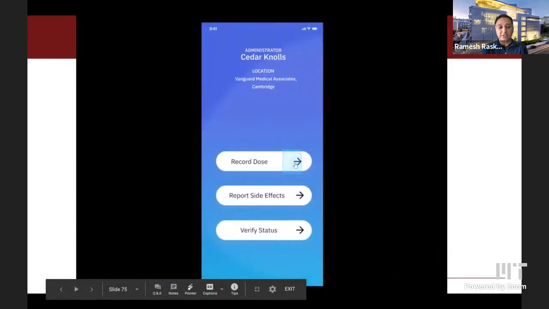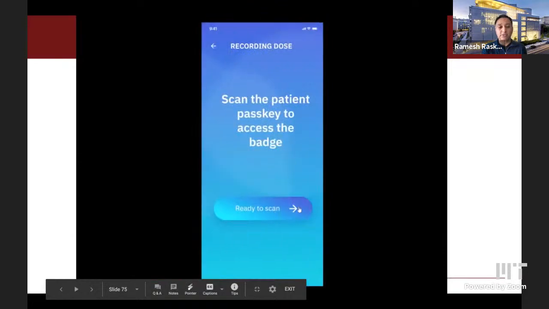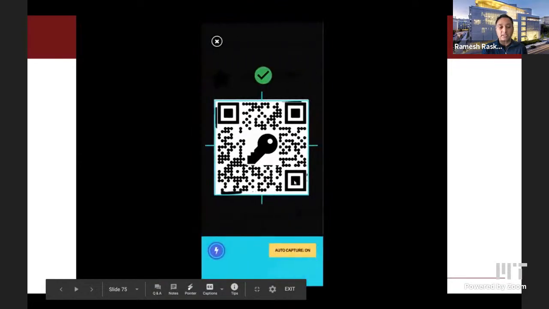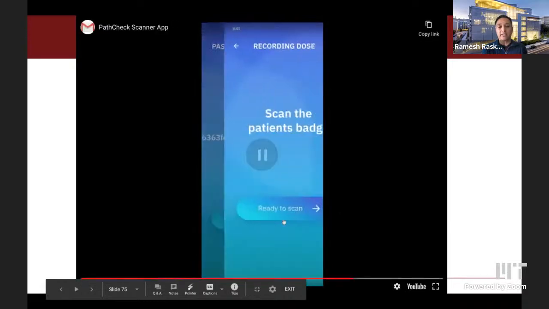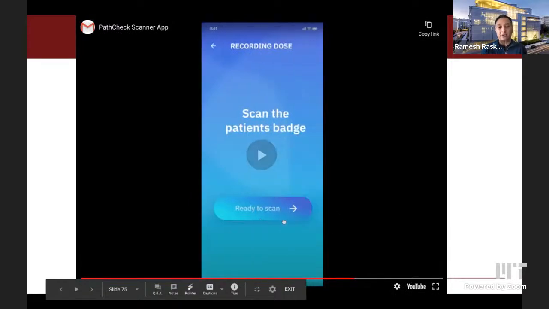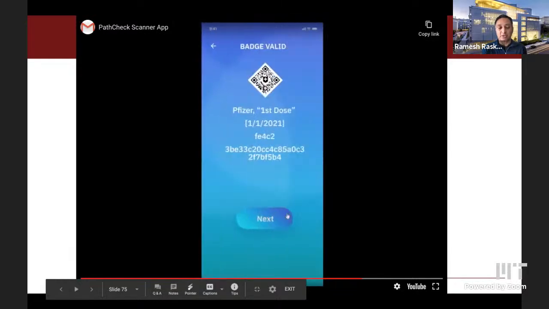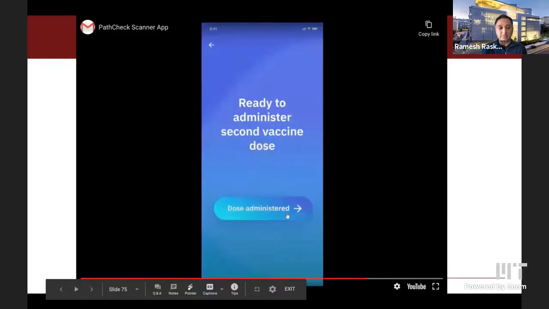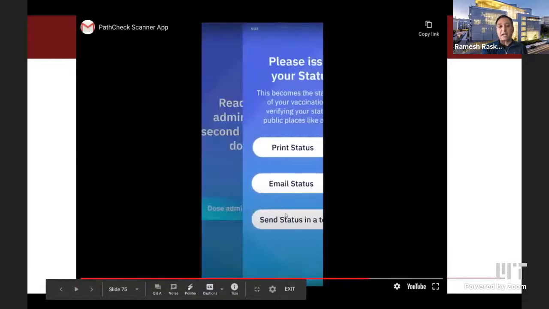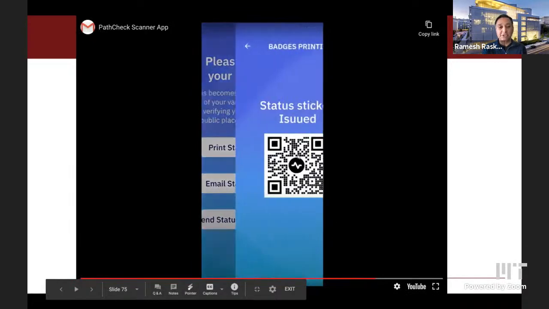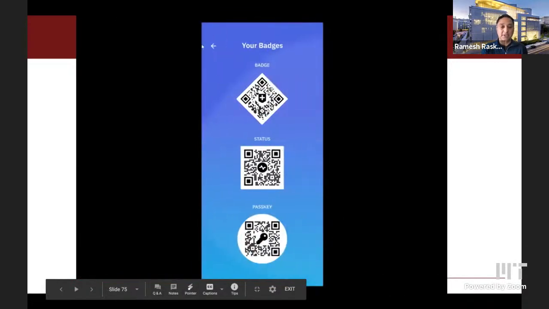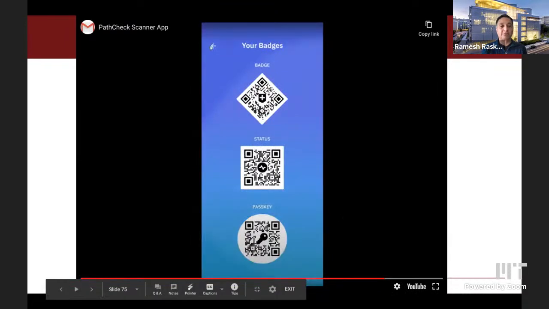And then the experience continues. If you want to record the dose for the second dose, or in this case simply scan for verification that this is John Doe who has been vaccinated or not. So it's a selective disclosure of their status as well. And then when they come back for the second vaccine dose, we know exactly which dose they had taken. It was Pfizer, so they should be given Pfizer when they come back.